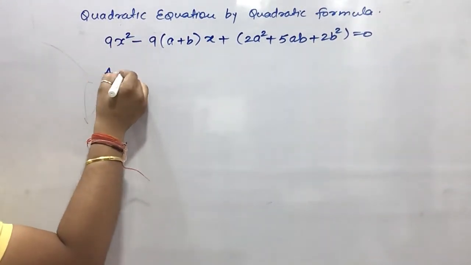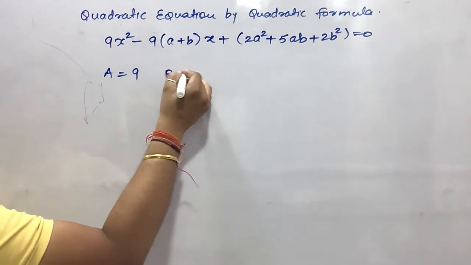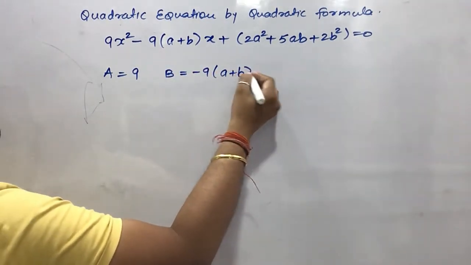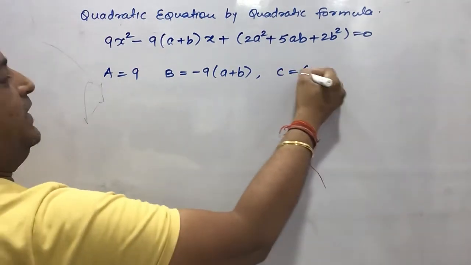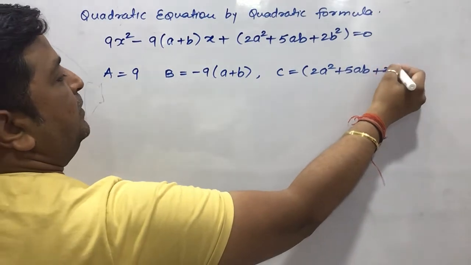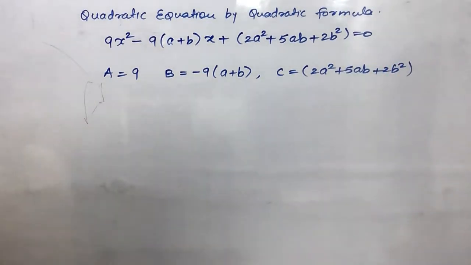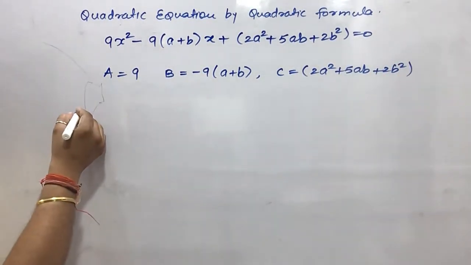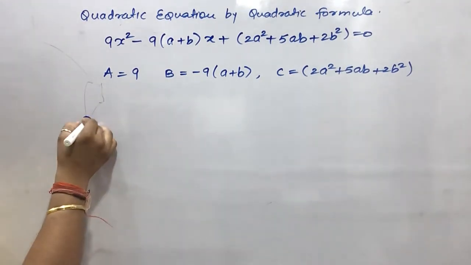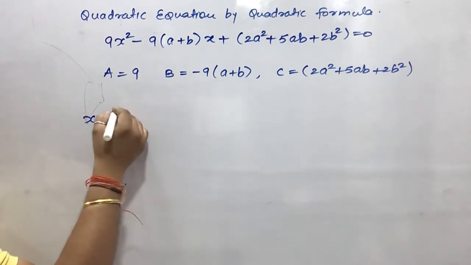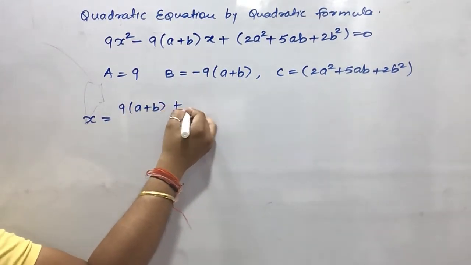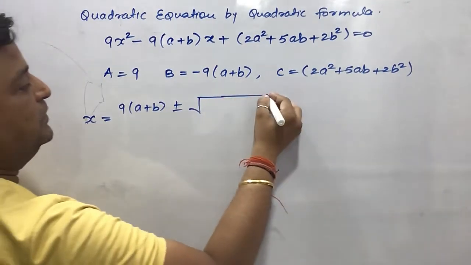So here, what is a? 9. What is b? Minus 9 times of (a plus b). What is c? It is 2a square plus 5ab plus 2b square. Now I am using the formula, and in formula, first of all, the value of b is minus, so it will become positive. 9 of (a plus b) plus minus under root.